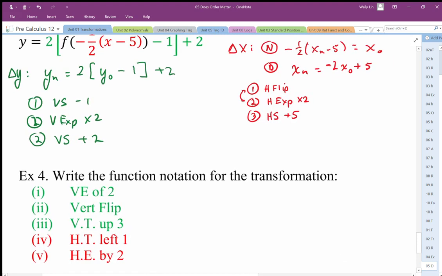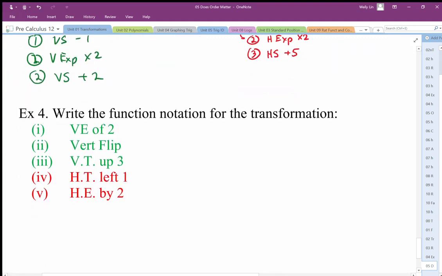This is the opposite now. Instead of going from the notation to description, I need to go from the description back to the notation. However, the process is the same. Going backwards is still the same process. So I want to do my y's first. I'm going to write my y out. So there's my green. My new y is going to be a vertical expansion of 2 first. It's going to be a vertical flip second, and up 3 last. Okay, so there's my y.